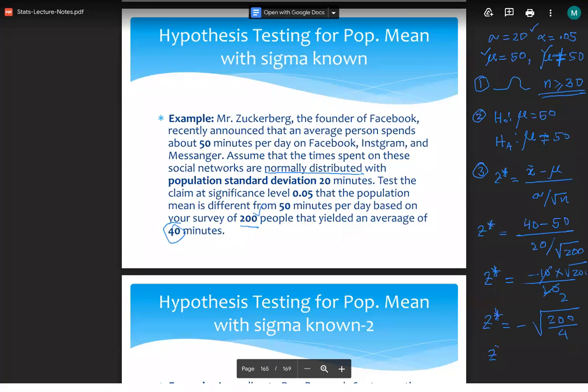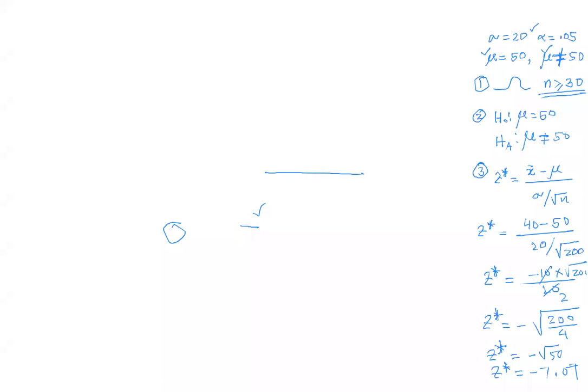That's the same as z star equal to negative square root of 50, which is z star equal to negative 7.07. Okay, z star is equal to negative 7.07.